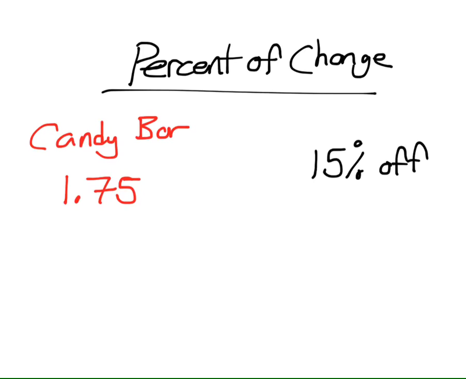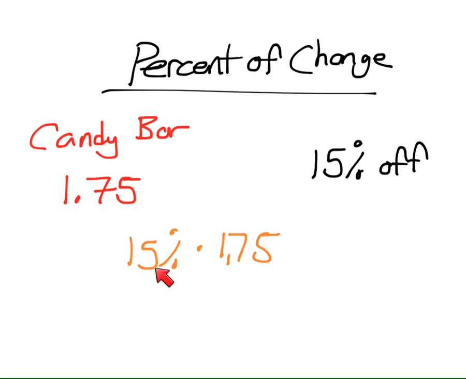When we see the word "of" in a problem, what operation is that? Yeah, multiplication, right? "Of" is multiplication. So we want to find what is 15% of $1.75. That's what we're trying to find out, because that's how much we're going to save here, right?